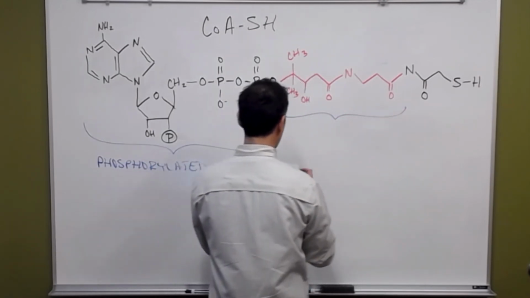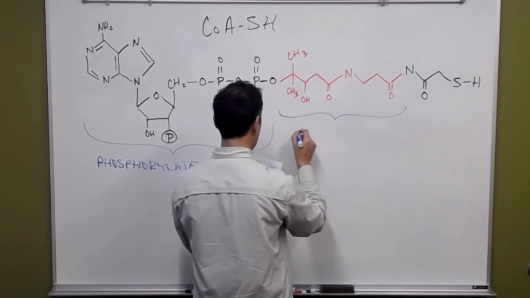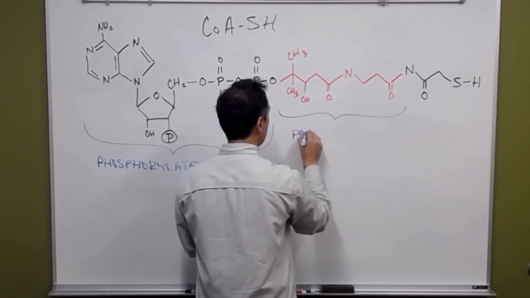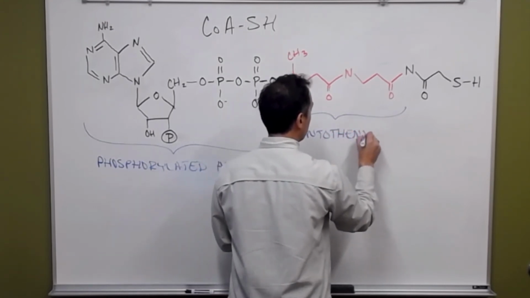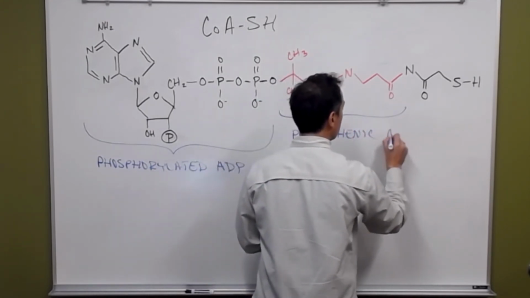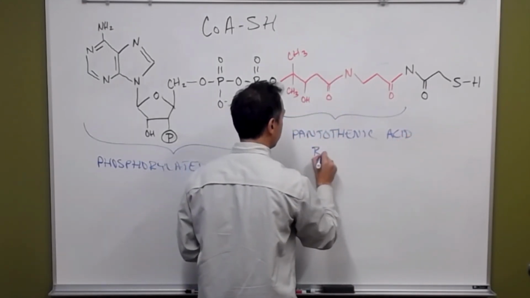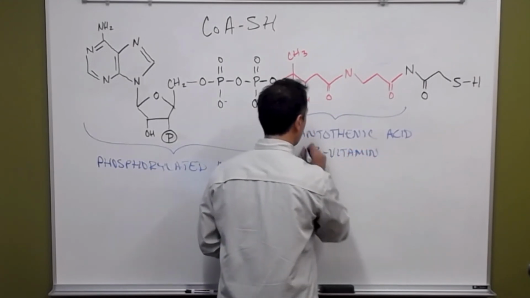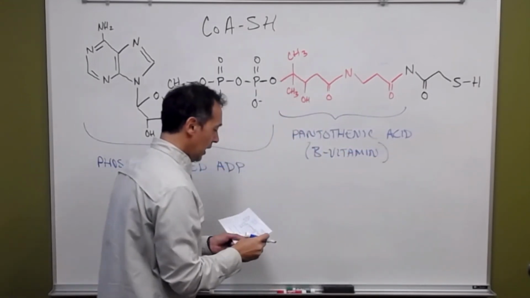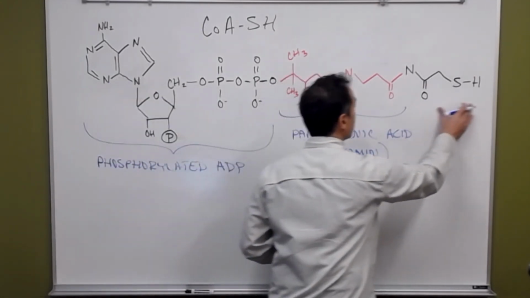All right, and then this portion right here that's in the red is pantothenic acid. Pantothenic acid. And this is another B vitamin.